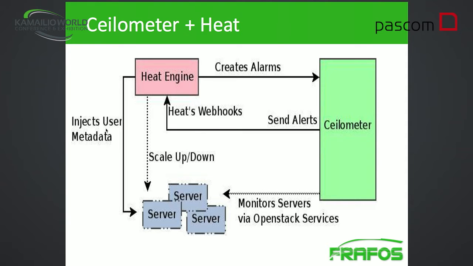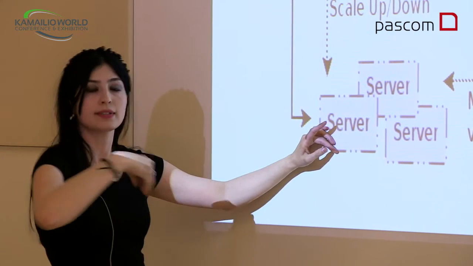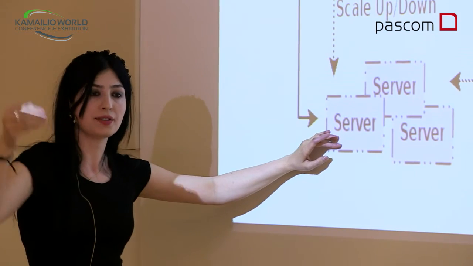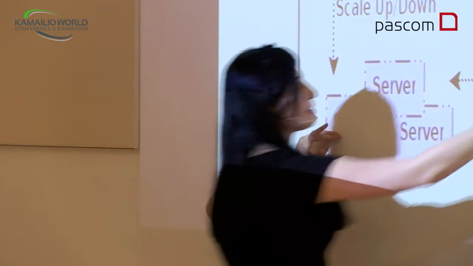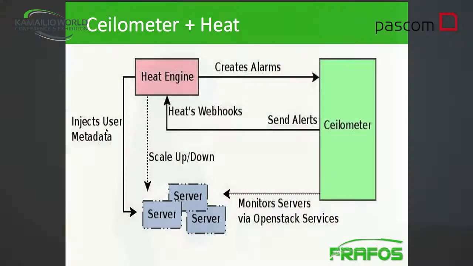This is the original picture, the Heat Engine. It consumes the template and creates the resources, for example, many servers, and injects metadata if we have any in the server. And then, for example, the heat engine tells Ceilometer, okay, when the CPU is higher than 80, please tell me. Then Ceilometer will send the alert using the heat webhook, okay, now it's time to scale up, for example. And then Heat will scale up, adding, for example, one more server.